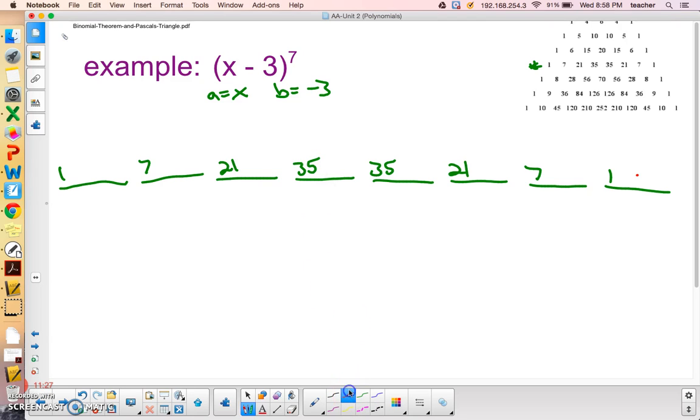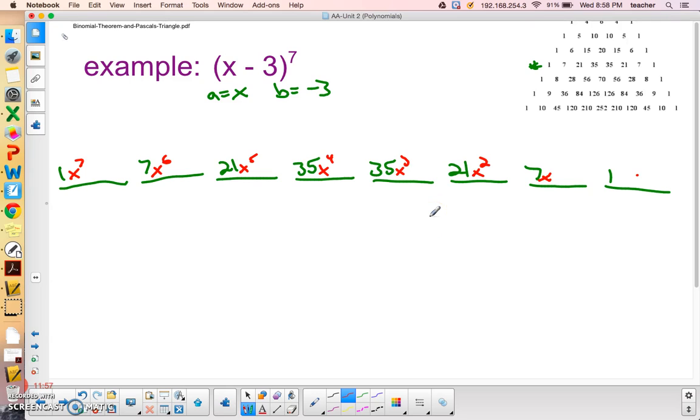So let's take a look at filling in our a's, in this case, x. What's the first power of x going to be? I hope you said 7, and that's going to go here, and then we're going to count down. x to the 6th, x to the 5th, x to the 4th, to the 3rd, x squared, x, and then there's no x in the last one.